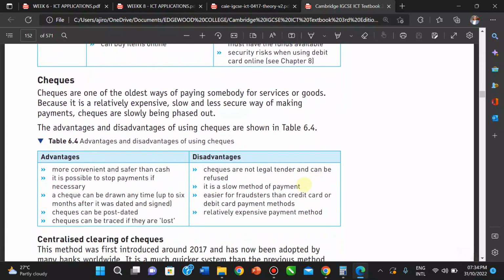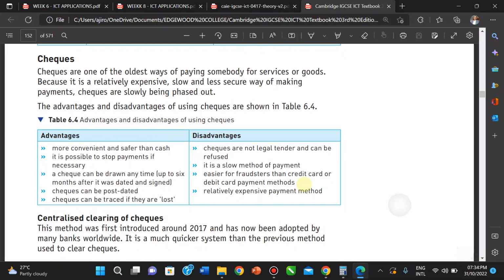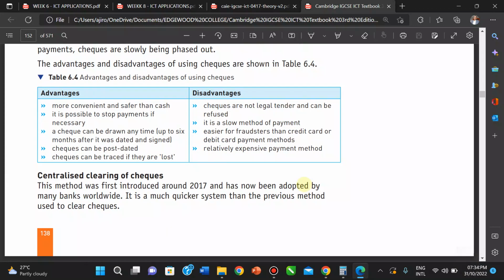So we're looking at checks, and checks are the oldest way of paying someone for goods or services, okay? And it's a slow process, and a less secure way of making payment. And we're looking at the advantages right away. It is more convenient and safer than cash, it's still better than cash, right? You can stop payment if necessary, and checks can be drawn anytime. You can just drop a check anytime and give it to whoever wants to make that withdrawal.